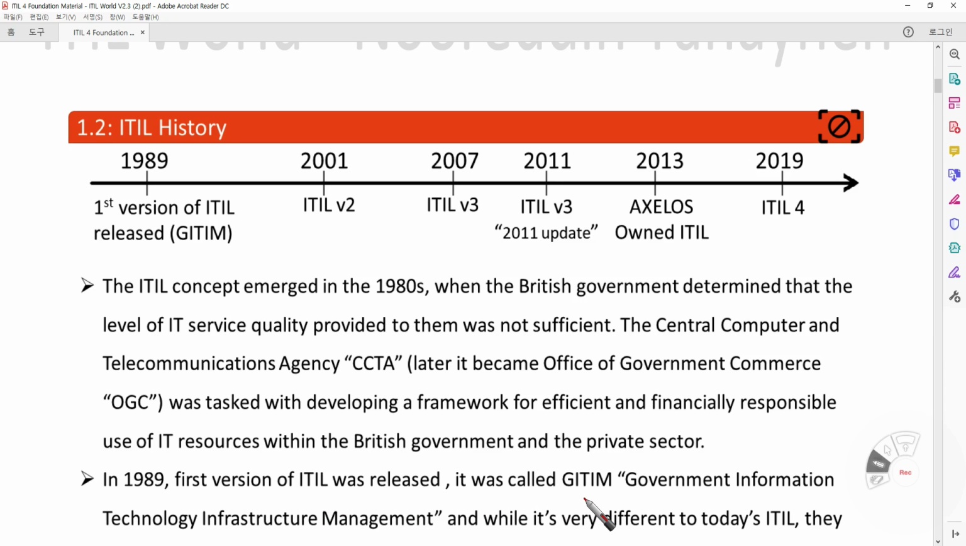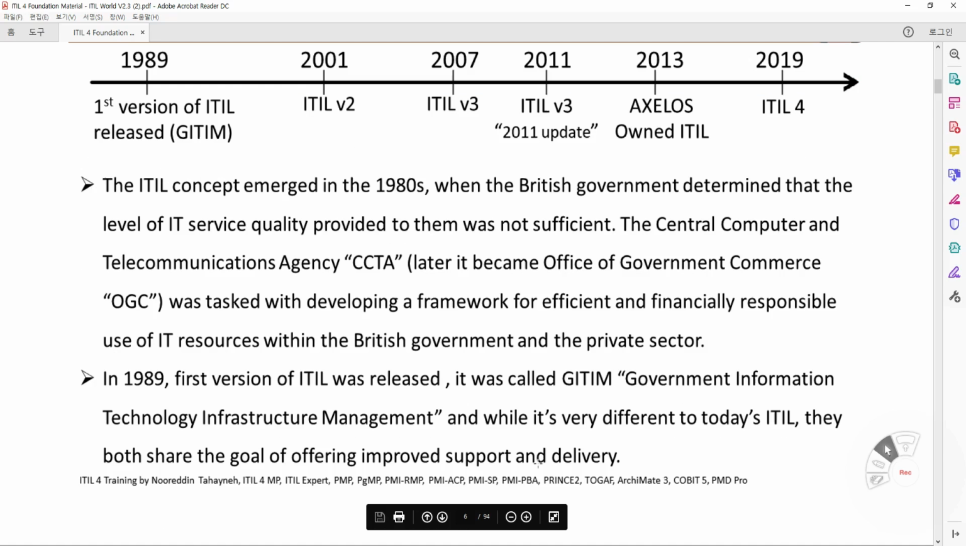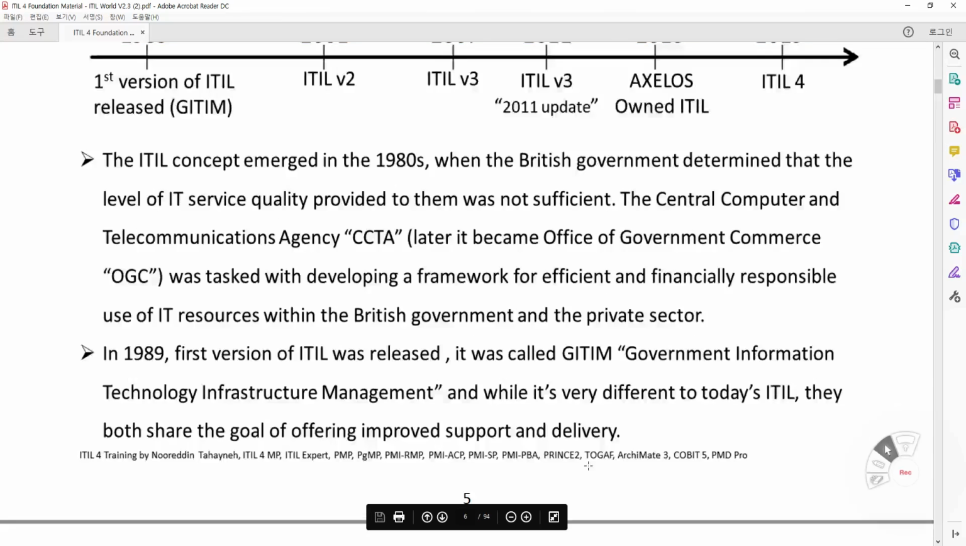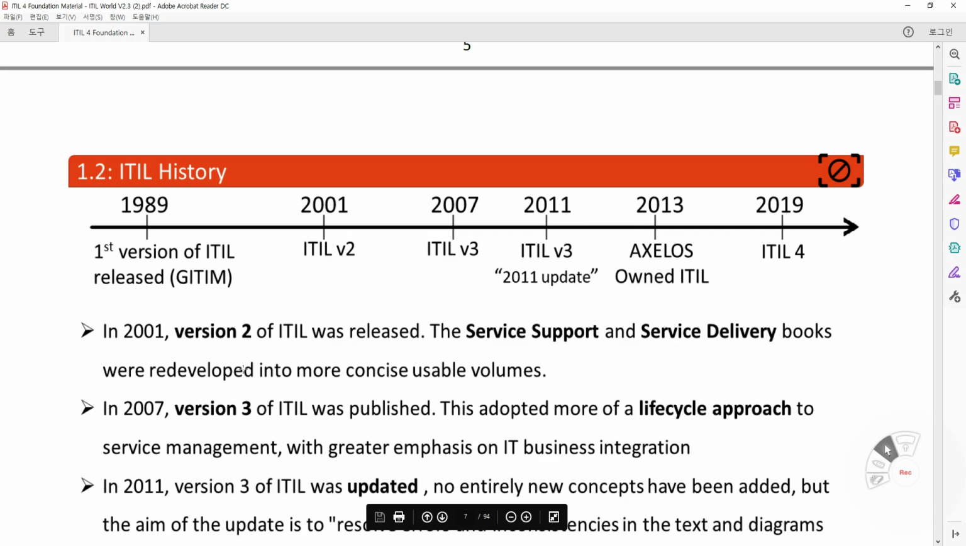It was called GITIM, Government Information Technology Infrastructure Management. And while it is different to today's ITIL, they both share the goal of offering improved support and delivery. In 2001, version 2 of ITIL was released. The service support and service delivery books were redeveloped into more concise user volumes. In 2007, version 3 of ITIL was published. This adopted more of a life cycle approach to service management with greater emphasis on IT business integration.